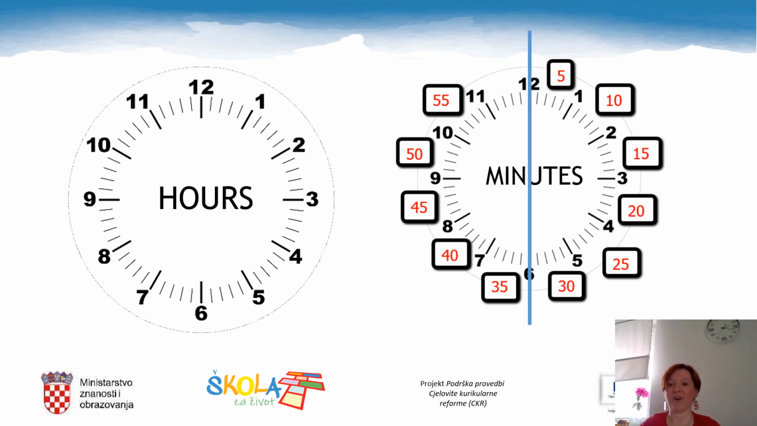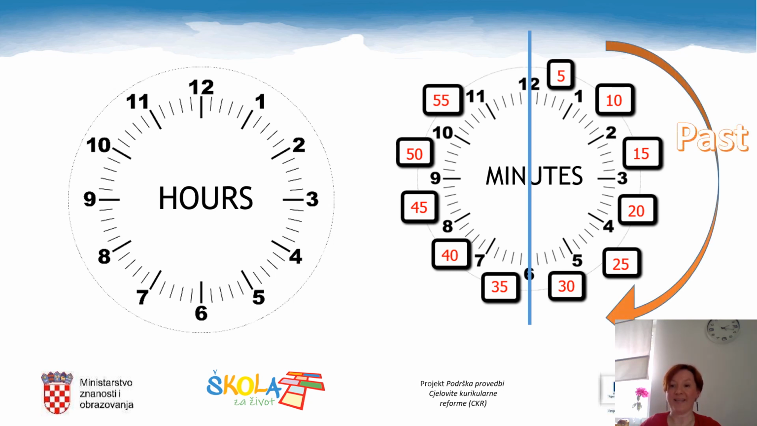Okay, let's move on. Wow, I've split this clock in two. There is a reason for that. To tell time in English, you need to know 2 words. One is past and the other one is to.